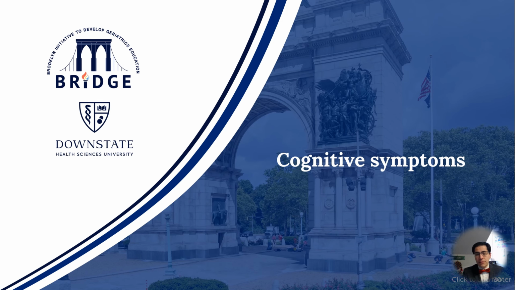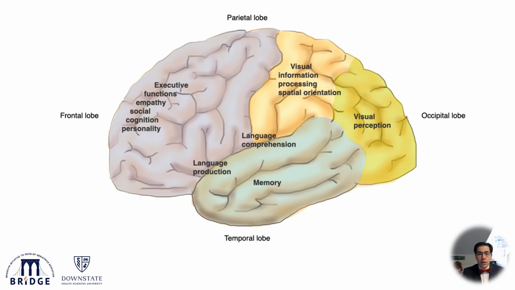What about cognitive symptoms? So it depends on which part of the brain is affected by the disease, because each lobe has its own function. So as you can see in this simplified diagram, the frontal lobe is more concerned with executive functions, affect, social cognition, and personality. The parietal lobe is more focused on visual information processing, spatial orientation. Visual perception is the function of the occipital lobe, and the temporal lobe is where most of the memory functions are, language production and language comprehension.